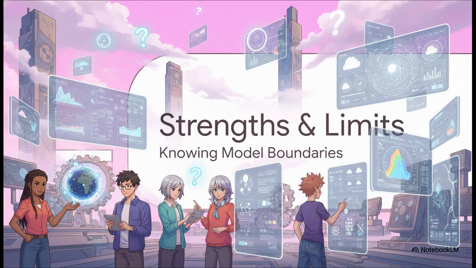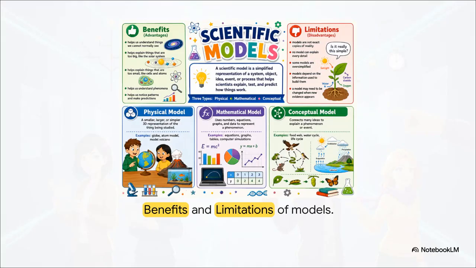Now let's look at Section 4, Strengths and Limitations and Knowing Our Model Boundaries. Models are incredibly useful, for sure. They help us communicate, plan, and predict. But here's the catch, and it's a vital one. They are not exact copies of reality. No model can perfectly explain every single tiny detail of the real world. Sometimes they're deliberately oversimplified to make a point. And importantly, a model might need to be completely thrown out when brand new evidence appears. A mathematical prediction, for instance, is truly only as good as the data you feed into it. It's a classic case of garbage in, garbage out.